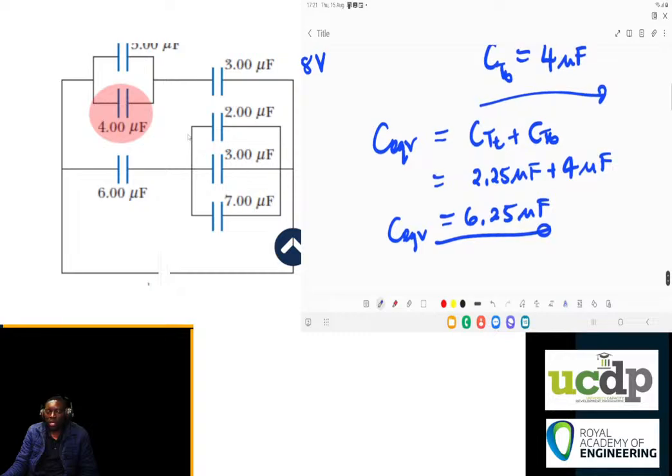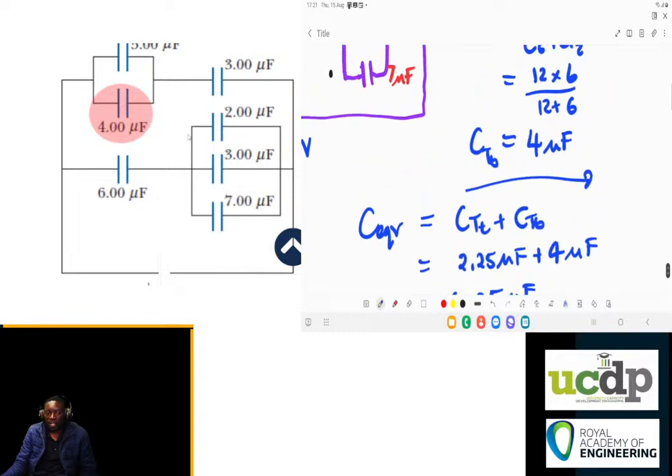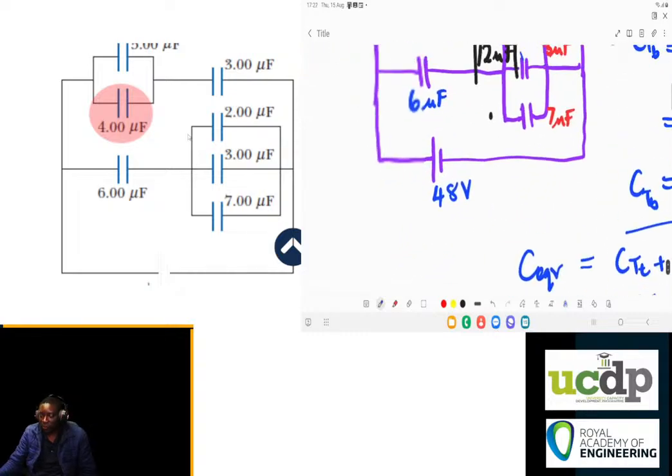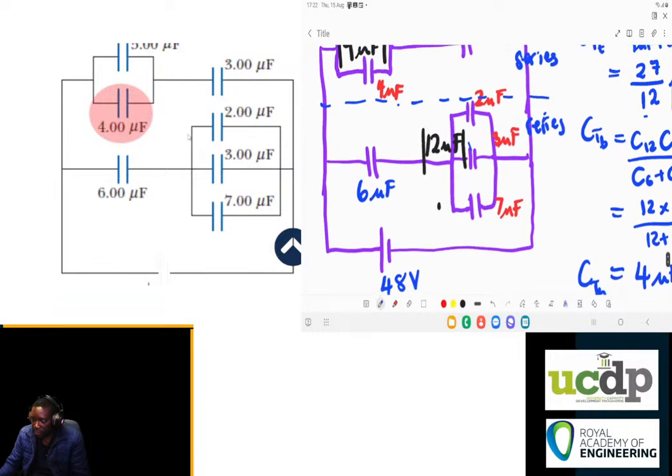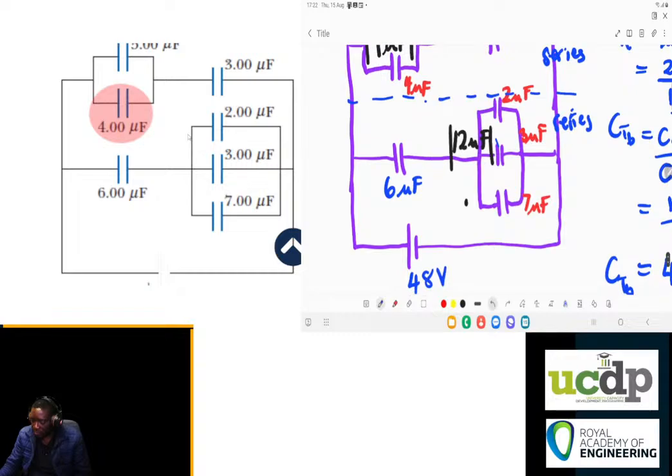So already we know that we have the voltage across. So the voltage across. Let me make this diagram neat again. I'll remove this and that.